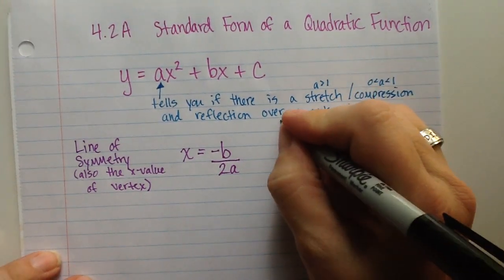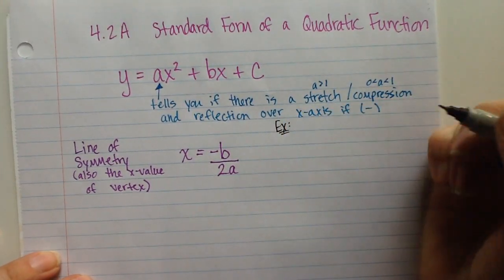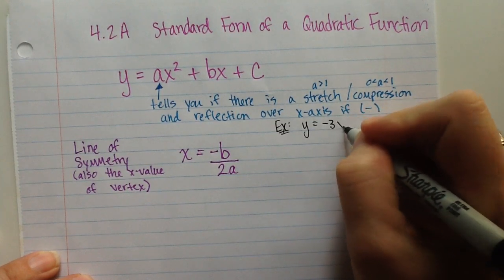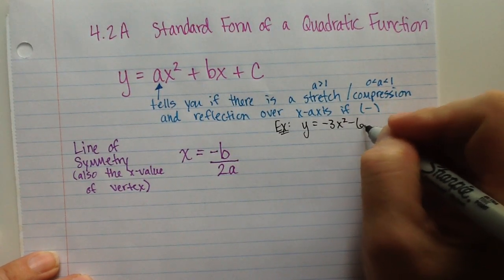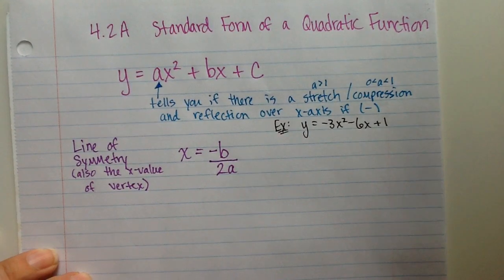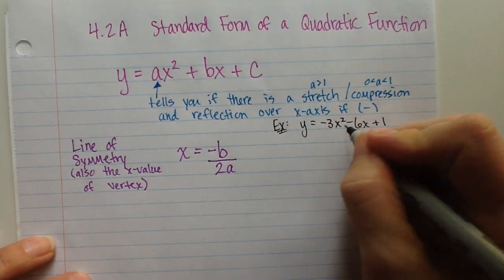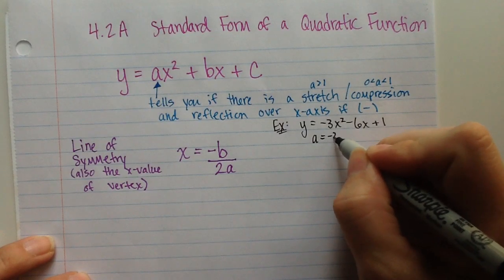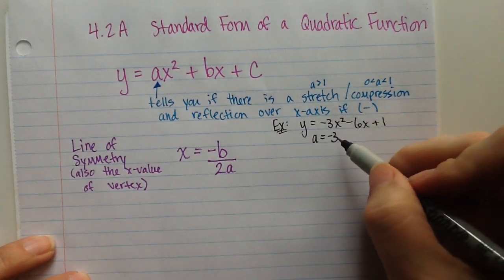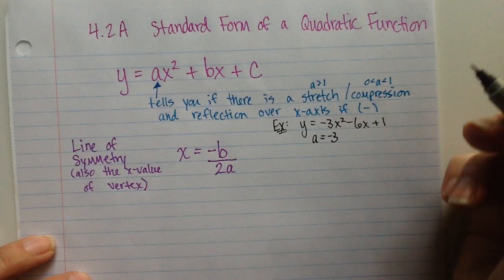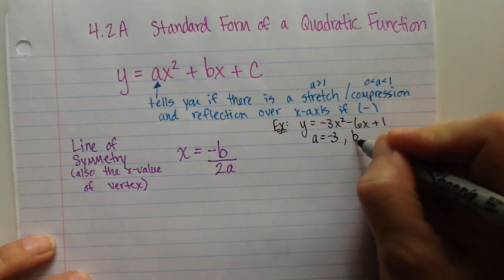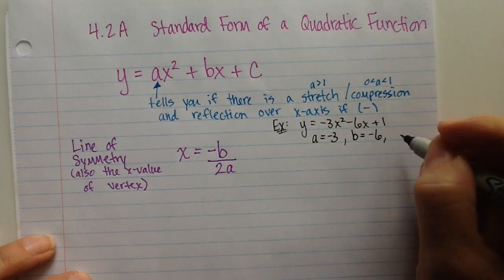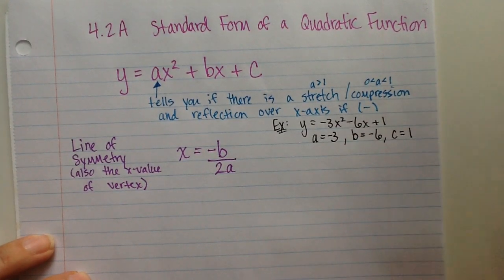I'm going to work an example over to the side with all of the information we have. So we'll have y equals negative 3x squared minus 6x plus 1. So in my example here, the value of a is negative 3, which tells us we have a stretch and we're reflecting over the x-axis. The value of b is the number in front of x, that's negative 6, and the value of c is 1.